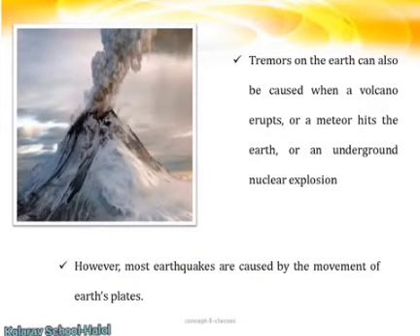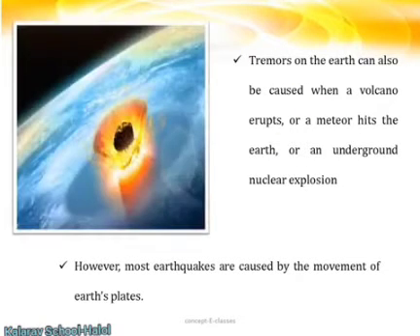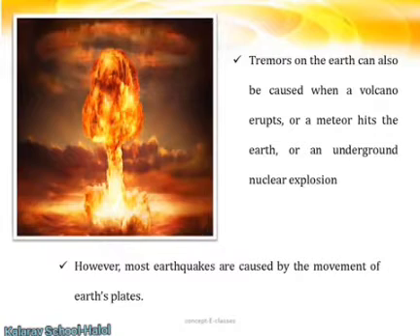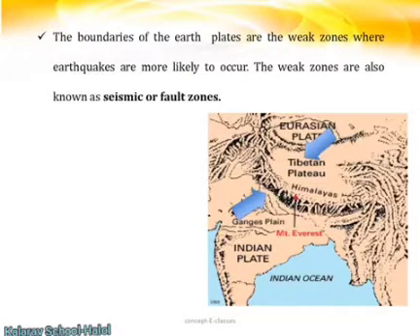So the tremors in the earth can also be caused when a volcano erupts or a meteor hits the earth or an underground nuclear explosion is carried out. However, most earthquakes are caused by the movement of earth plates. Now, although we know what causes an earthquake, it is not yet possible to predict when and where the next earthquake might occur. Since earthquakes are caused by the movement of plates, the boundaries of the earth plates are the weak zones where earthquakes are most likely to occur.